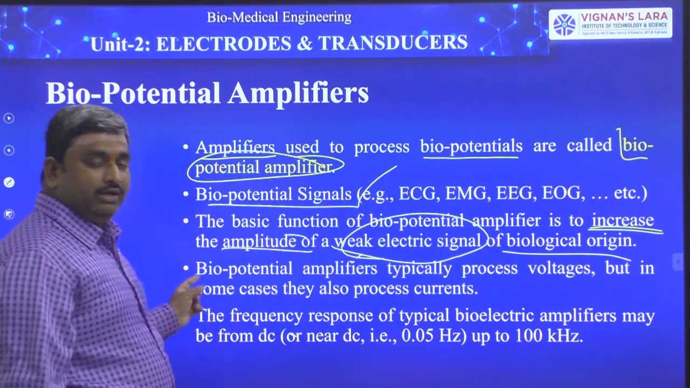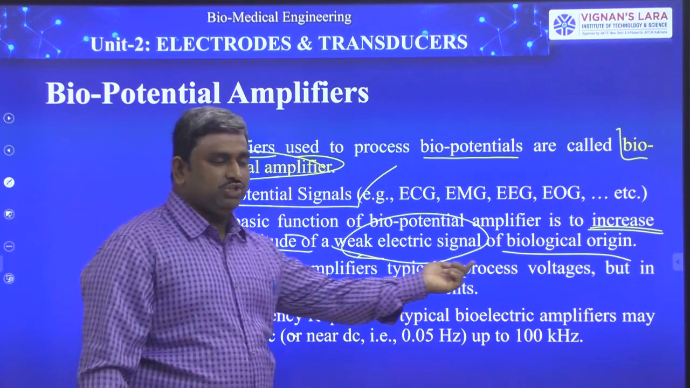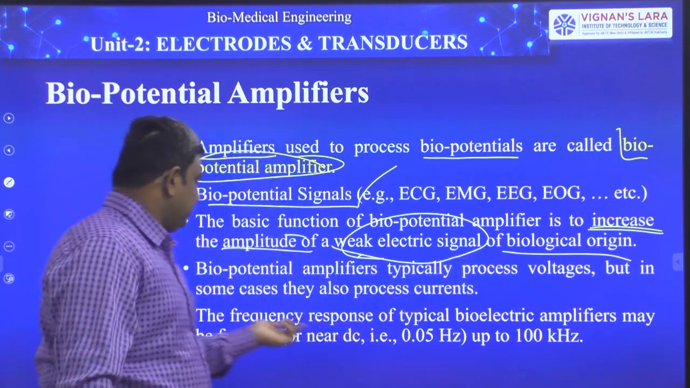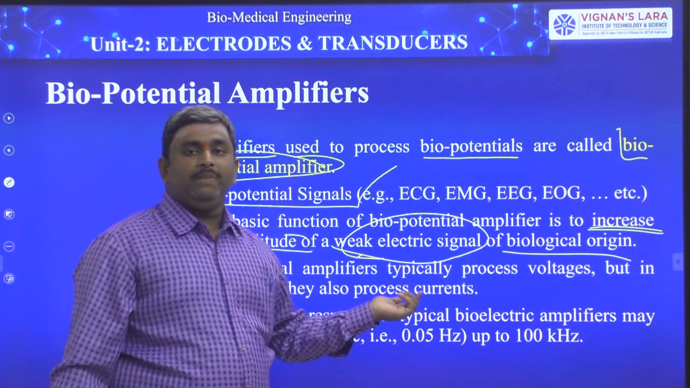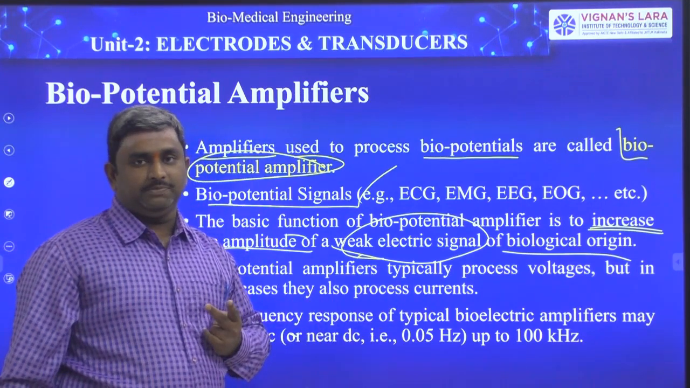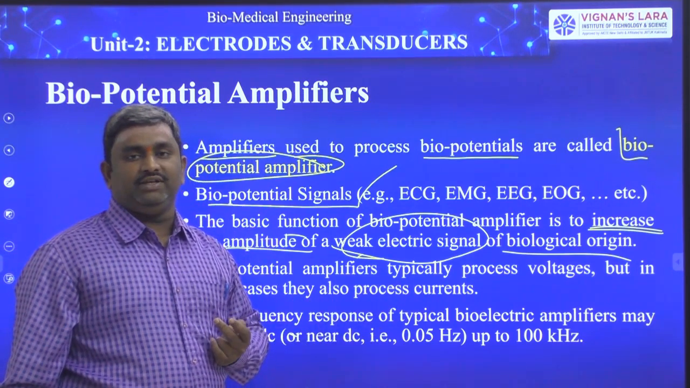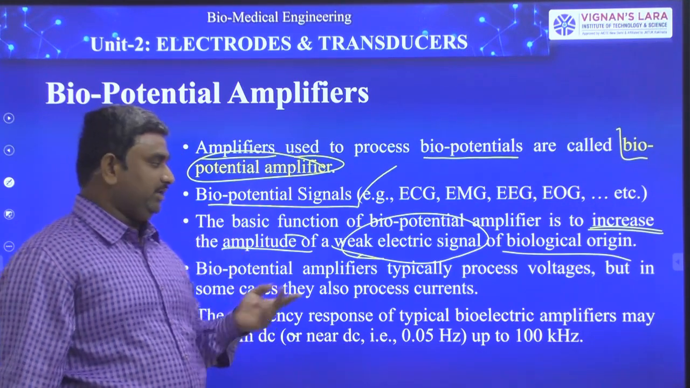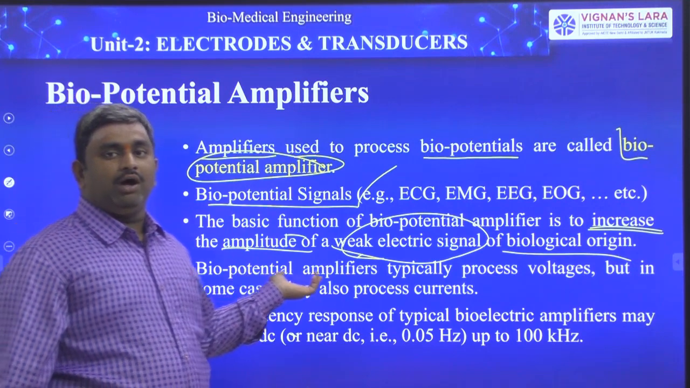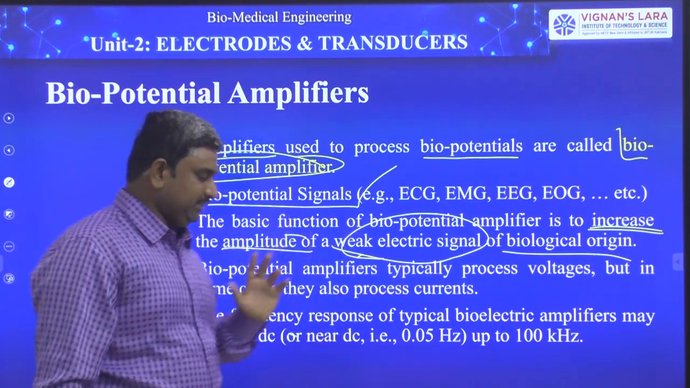Next, biopotential amplifiers typically process voltages, but in some cases they also process currents. Basically, biopotential amplifiers are of two types. The first one is voltage amplifiers. The second one is current amplifiers. There are two types of biopotential amplifiers, so they generally deal with voltages or currents.